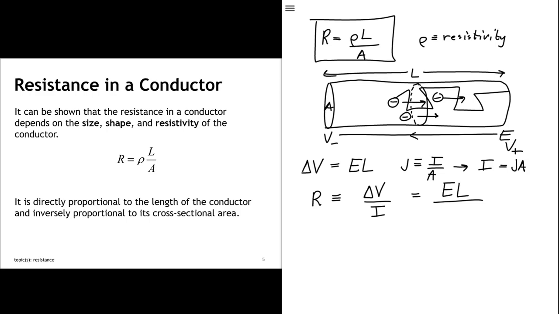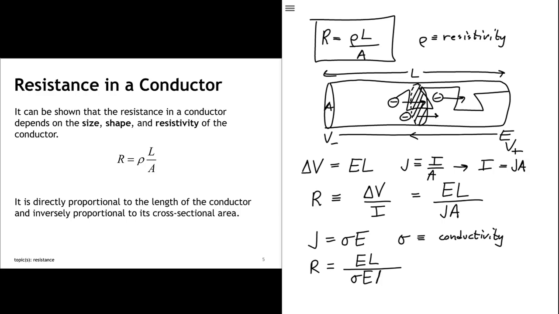So here then we have that the resistance of this segment of conductor is equal to the product of the electric field and the length of the conductor over the product of the current density and the cross-sectional area through which our charge carriers move. Well, remember, current density is directly proportional to the electric field, where the proportionality constant we call the conductivity. So this means we could write resistance is equal to the ratio of the product of the electric field and the length of the conductor through which the charge carriers move over the conductivity times the same electric field times the cross-sectional area.